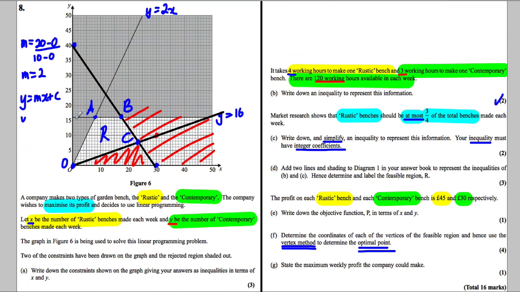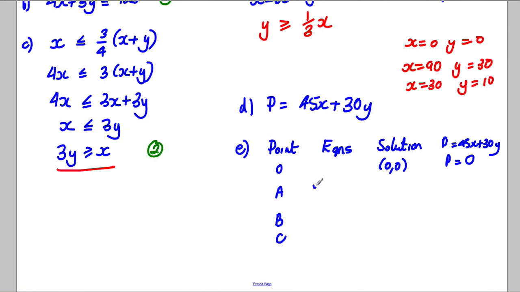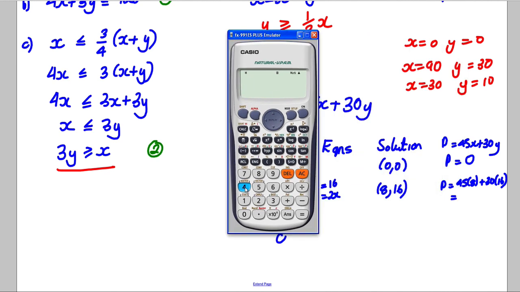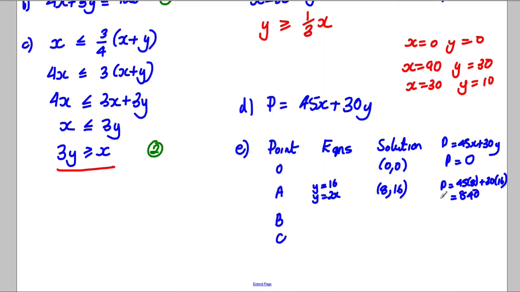What equations meet? Well, y is 16 meets y is 2x. So I'm going to write here the equations are y is 16 and y is equal to 2x. So if I solve these, 2x is 16, so x must be 8. So x is 8 as a solution and y is 16 as a solution. And if I substitute in here 45 multiplied by 8, add 30 multiplied by 16, I get my profit. So I can get my calculator out and say simply 45 multiplied by 8, add 30 multiplied by 16, and my profit's 840 for that one.